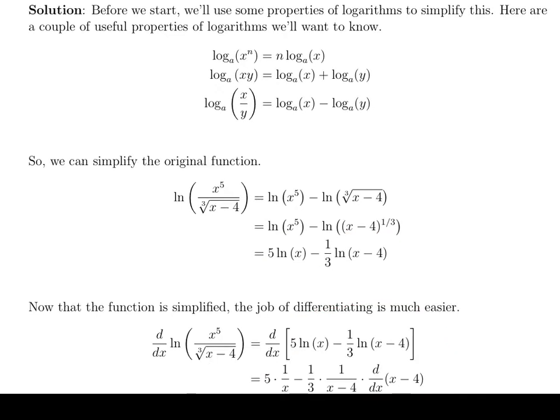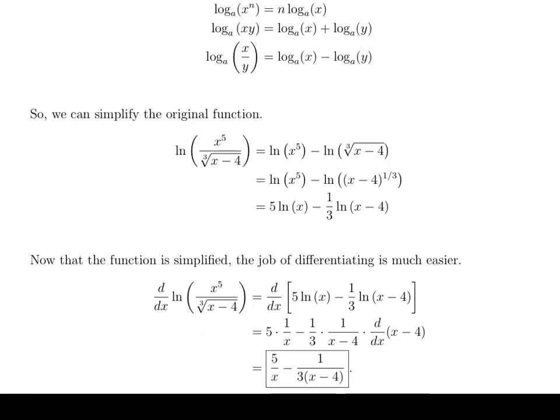Alright, so the first piece, the derivative of 5 log x, well, the 5 just comes along for the ride, and the derivative of the log function is 1 over x. Then we need the derivative of minus 1/3 log of x minus 4. Well, the derivative of the log function is just 1 over the inside function, so it's 1 over x minus 4. The 1/3 out in front just comes along for the ride. Then, of course, we have to invoke the chain rule and multiply by the derivative of the inside function. But notice that the derivative of this inside function is just 1.